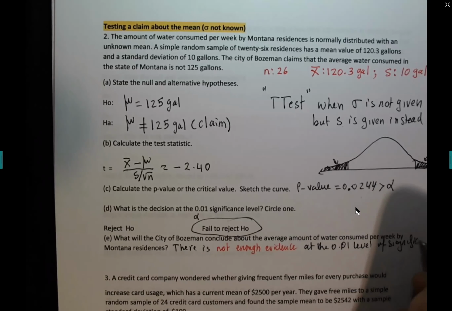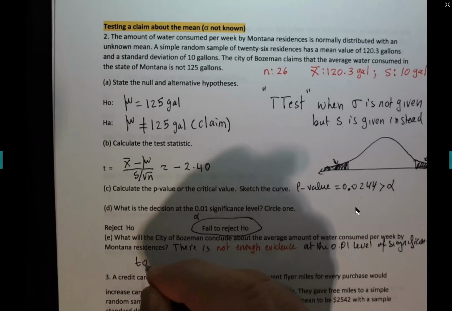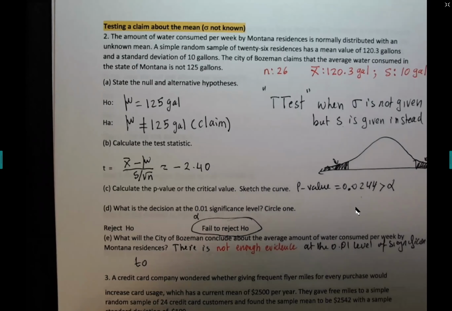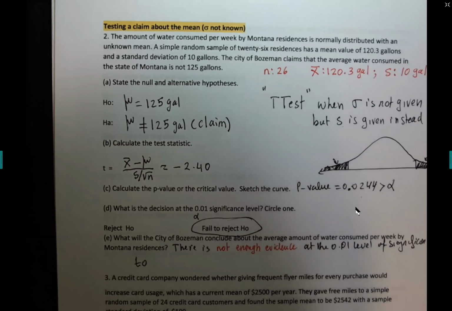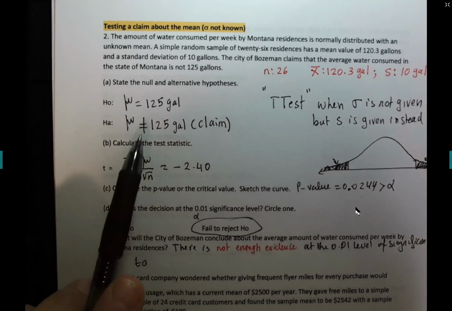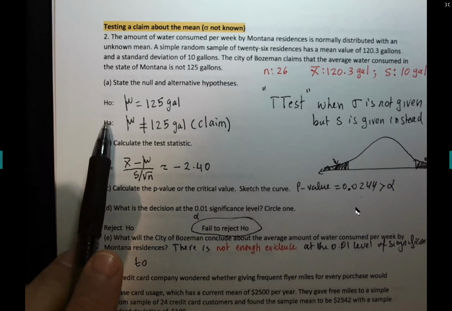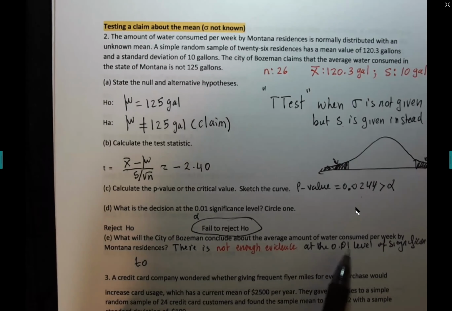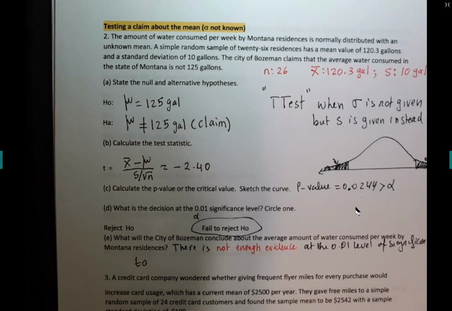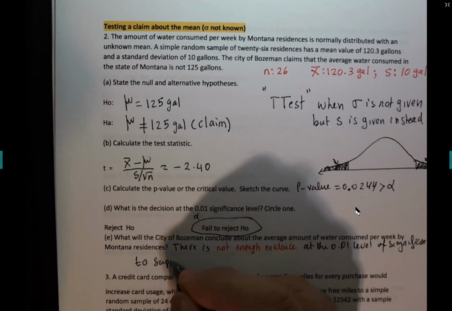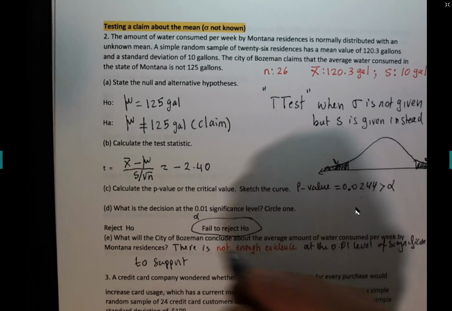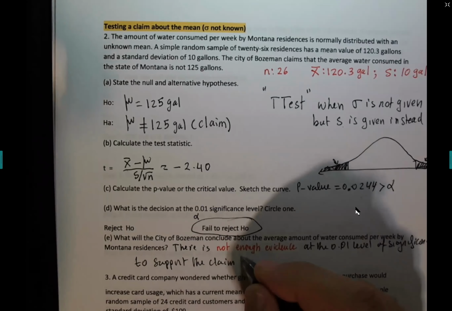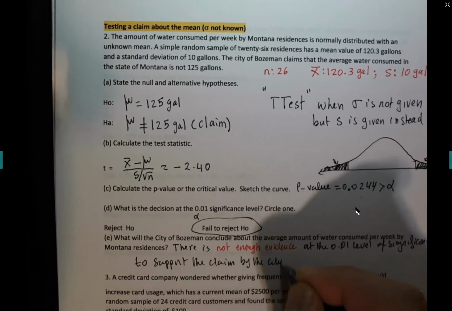Okay, 2. Now my MyMathLab is asking me to select to support or to reject. It will change the entire problem if you select the wrong word. Okay, this is what I've been telling you guys. Where is the claim? The claim is in HA, then you use the word support here. So there is not enough evidence at the 0.01 level of significance to support the claim by the city of Bozeman.